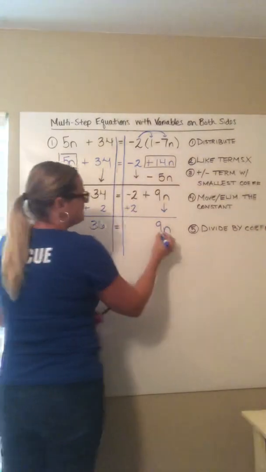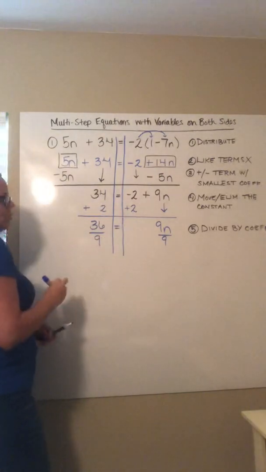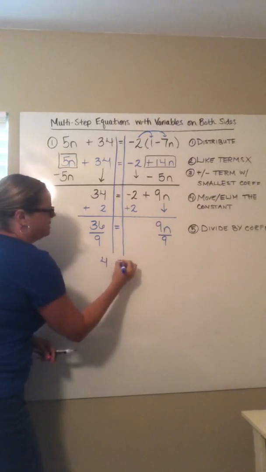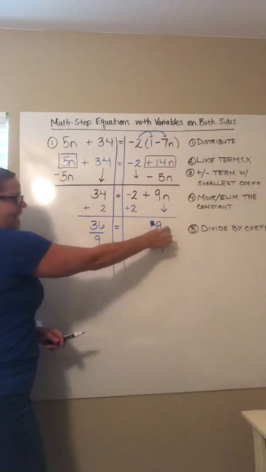So I'm going to divide both sides by 9. And then again, work left to right. 36 divided by 9 is 4. Bring down my equal sign. 9 divided by 9 is 1n.